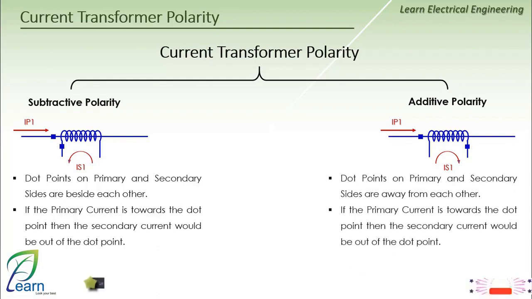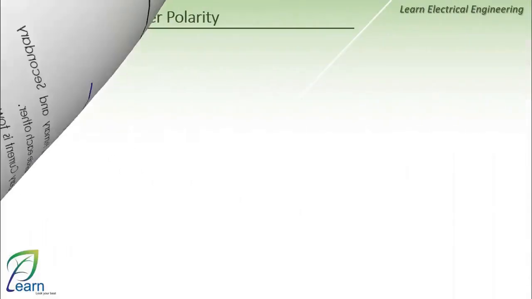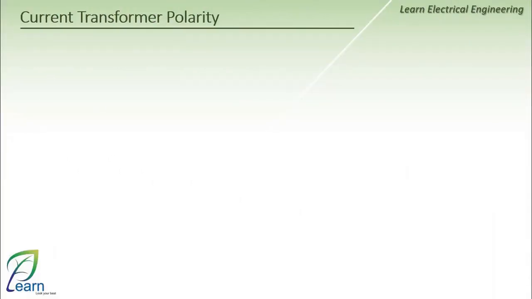This means that in the case of additive polarity, the CT dot points are drawn apart from each other in the primary and secondary. And if the primary current is moving towards or entering the dot points, the secondary current will also be exiting the dot points. However, this time the dot points will be at the opposite end of the CT compared to the subtractive polarity case. So where do these terms subtractive and additive come from?